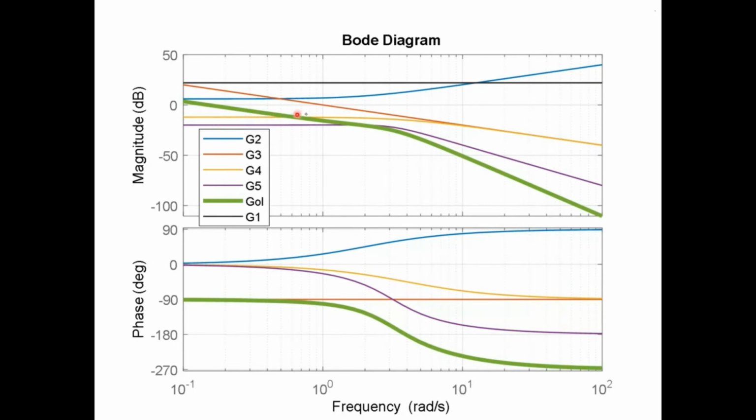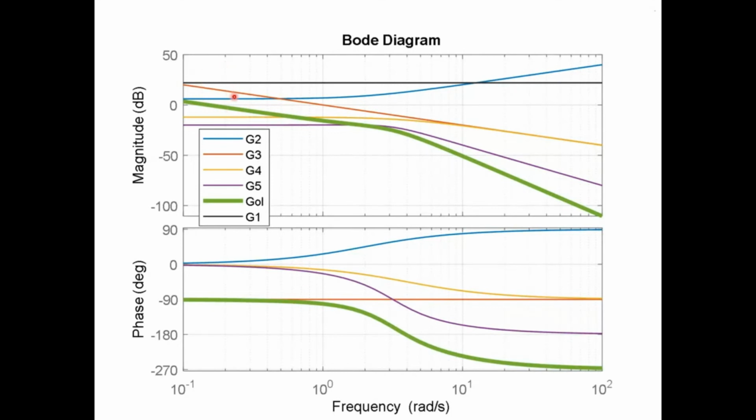G4 is a first order lag, so that's coming along and then going down at minus 20 decibels per decade above the corner frequency. It's starting at 0 on the phase and it drops down to minus 90, and it passes through a phase of minus 45 degrees at 1 upon tau, the time constant for that first order lag.